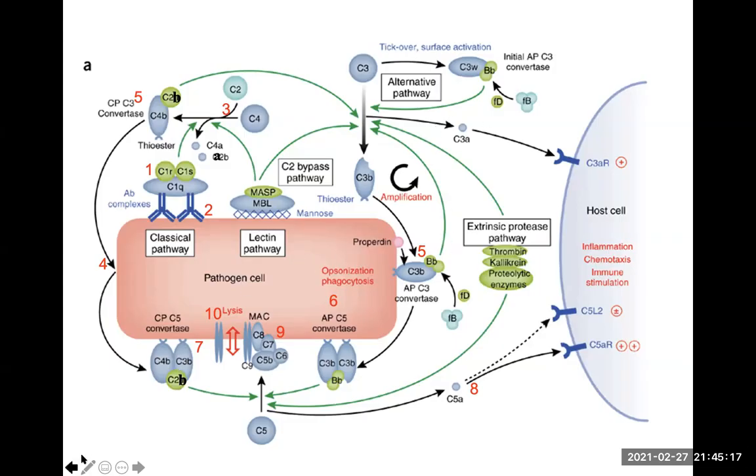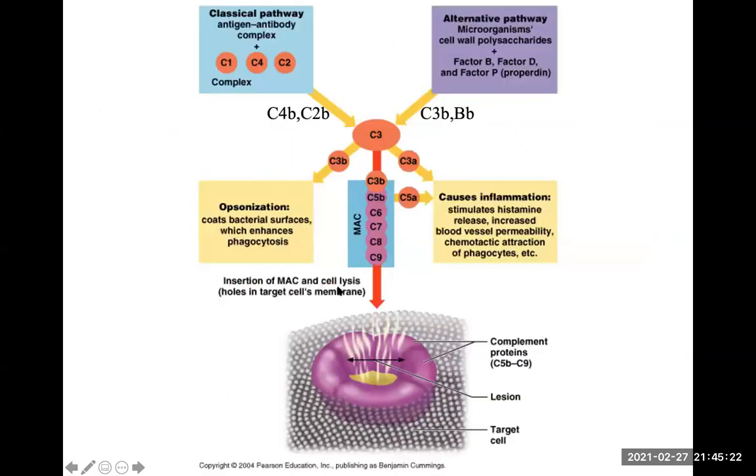But going through the overview, it's going to look a little bit messy, so stick with me here. This is what we call the complement cascade. The complement system is a collection of more than 25 plasma proteins and cell membrane proteins that, when activated, aid in opsonization, so tagging, inflammation, and the production of the membrane attack complex, or the MAC.